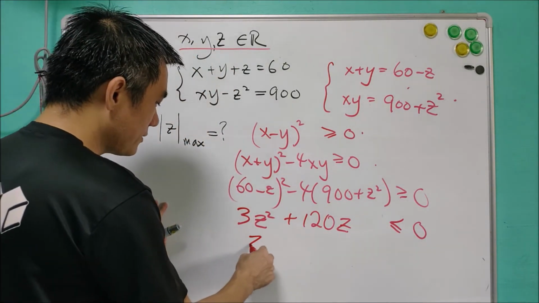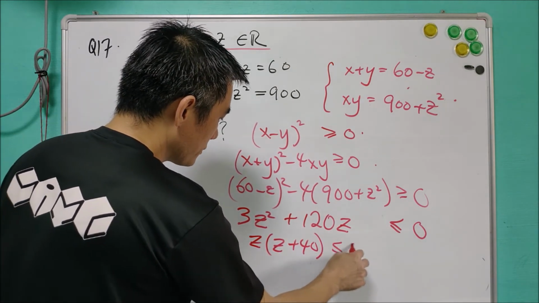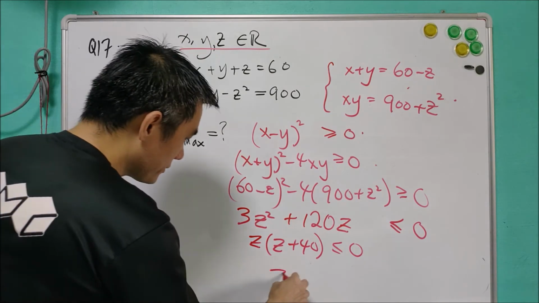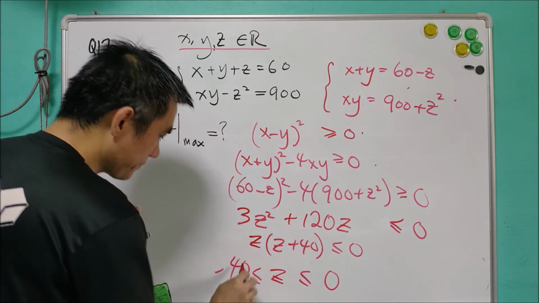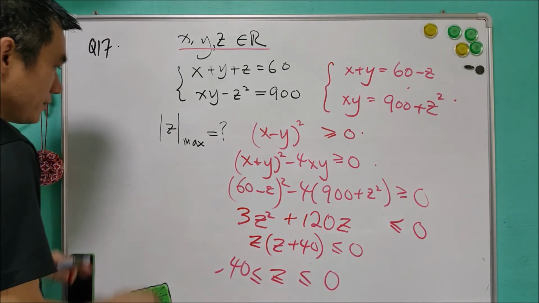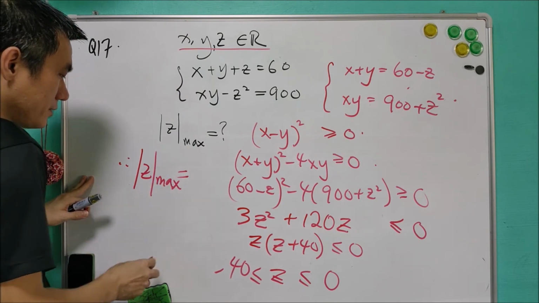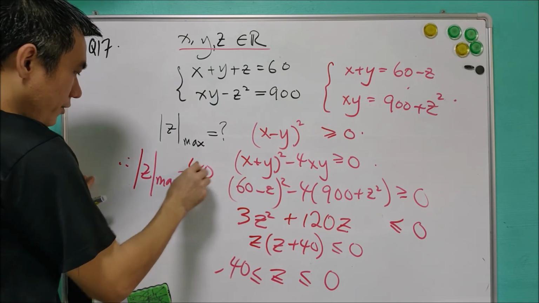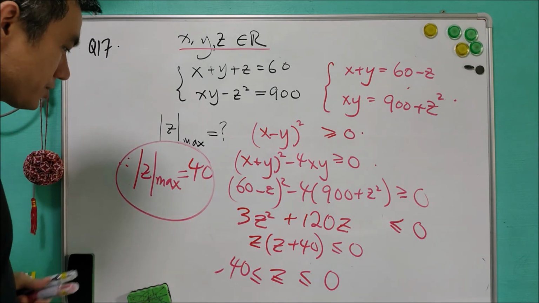So this means that z times (z + 40) is less than or equal to 0, and therefore z is in between 0 and negative 40. Since z is in between negative 40 and 0, the maximum of the modulus is equal to 40. So 40 is the answer for question 17.